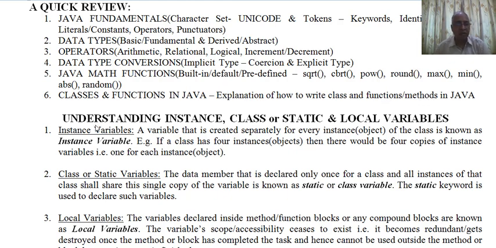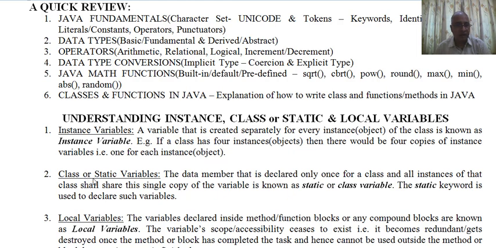Now we come to the very important next programming concept, understanding the instance, class or static, and local variables. These are the three types of variables which are used in Java programming for various purposes and applications. So first we understand what is an instance variable. A variable that is created separately for every instance, that is the object of the class, is known as an instance variable. For example, if a class has 4 instances, then there would be 4 copies of instance variables, one for each object.